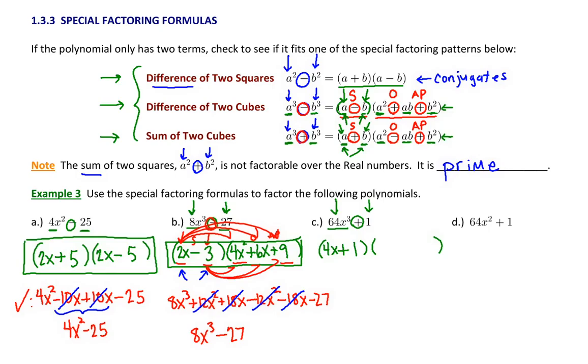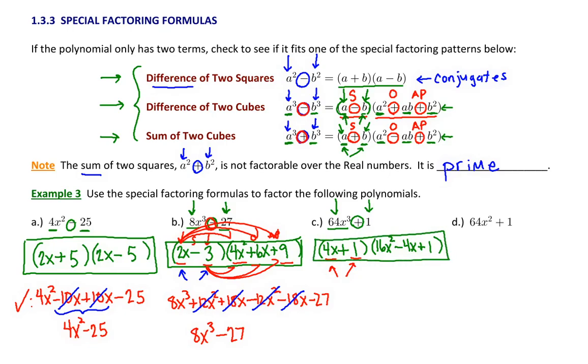To get the first term of our trinomial, we're going to square this guy. That's going to give me a 16x squared. I'm going to have an opposite sign here. To get my middle term, I multiply first and last. 4x times 1 gives me 4x. Last sign is always positive, and I'm going to square this term. 1 squared is 1. So that is our proposed factorization.